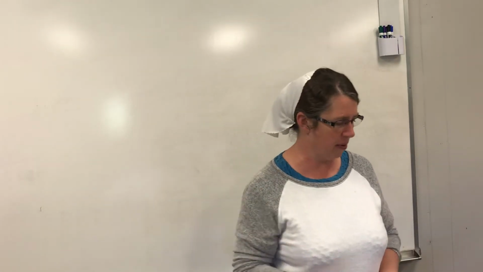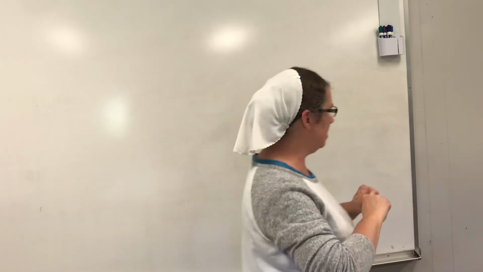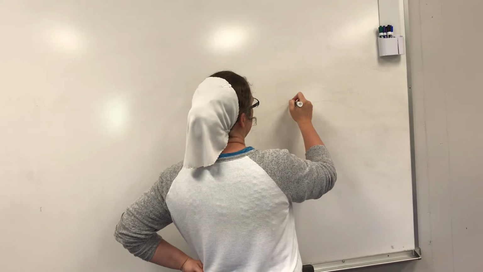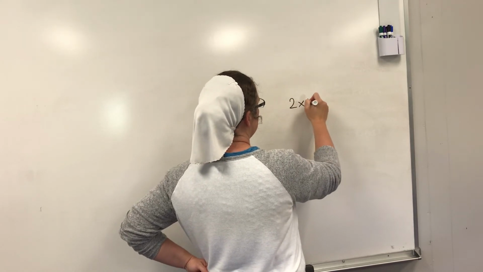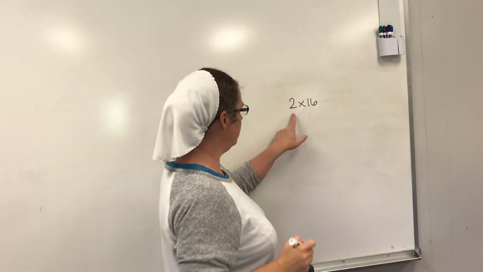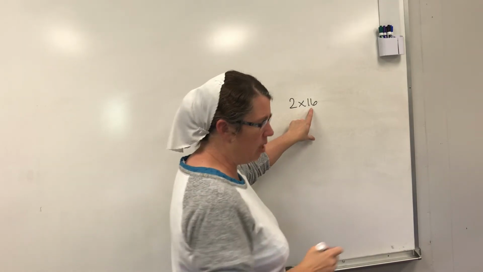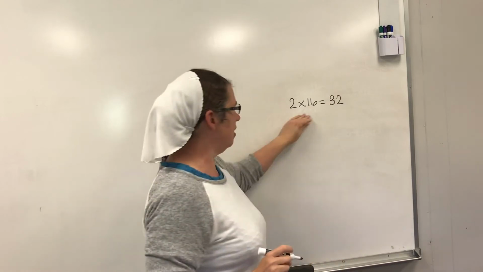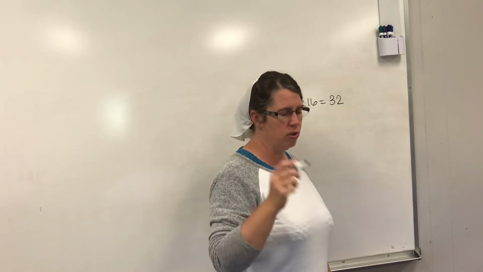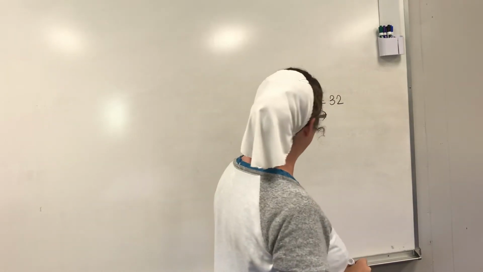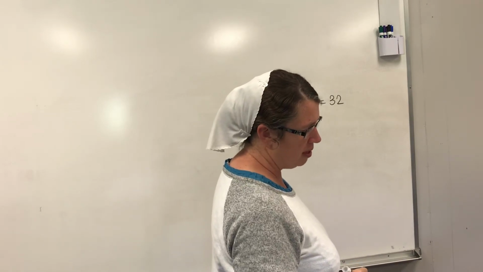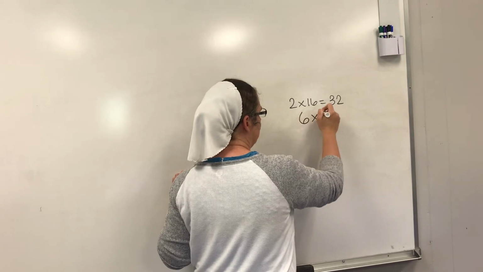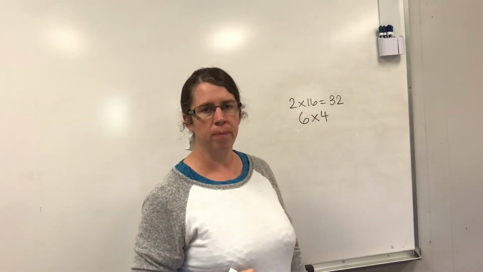It's hard to explain, but let's do some. Twice 16. So that means twice means multiplying. So that means 2 times 16, twice 16 equals 32. And that's exactly how they want you to write it out. 2 times 16 equals 32. Number 2 says 6 times 4, okay? Don't write the answer, just write 6 times 4.